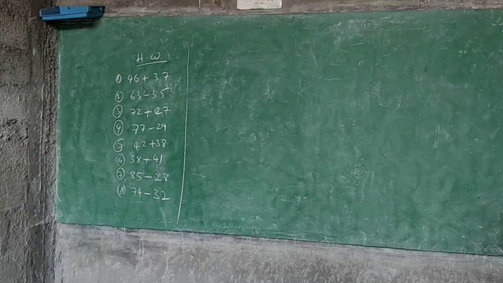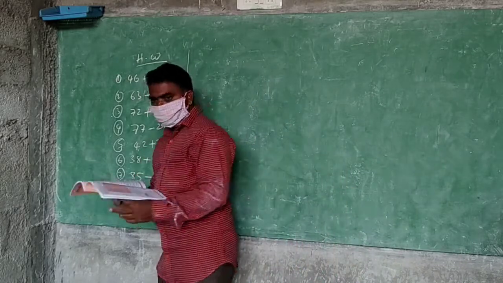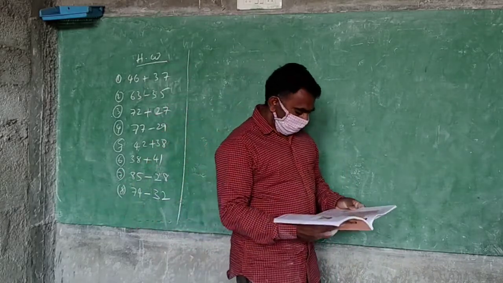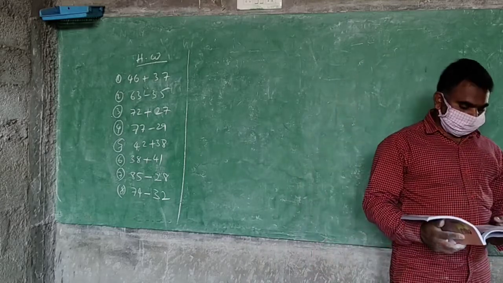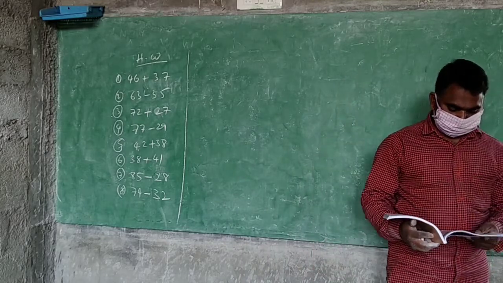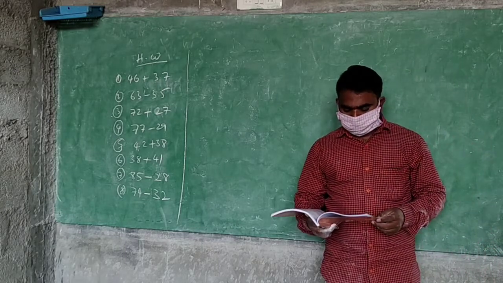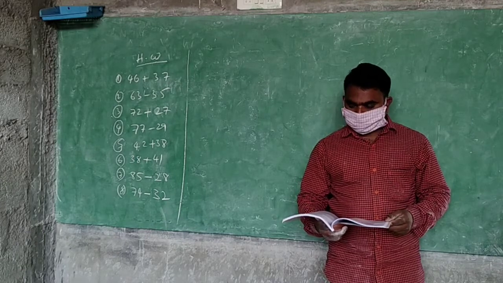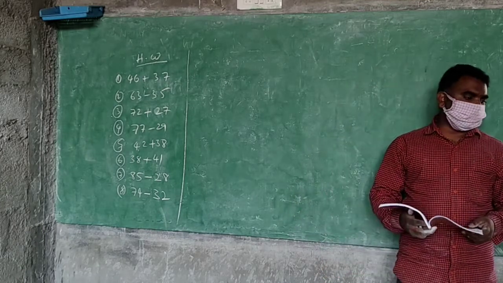Yesterday I gave you the work to add the medals. The medals problem will be completed. Page number 42. The medals problem, I said to do and write the answers. Then question number 8: How many medals did America get more than Italy?